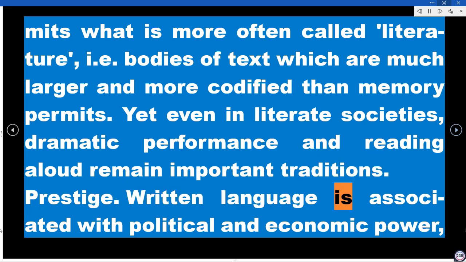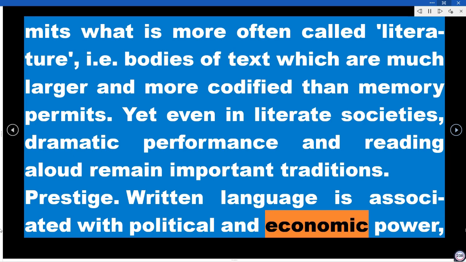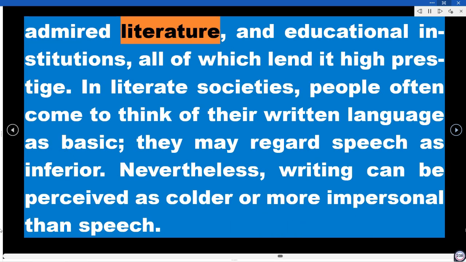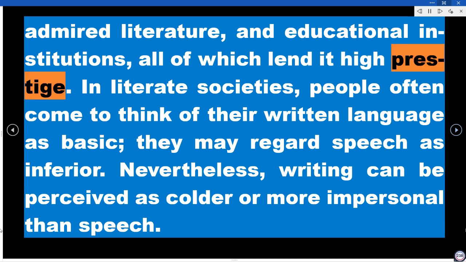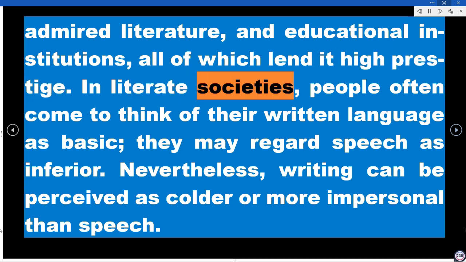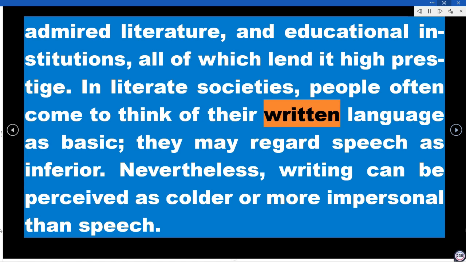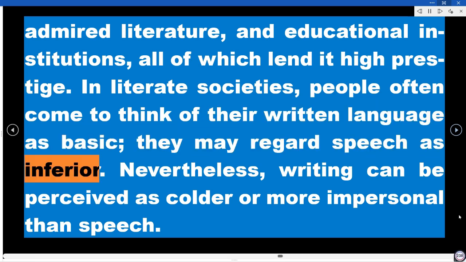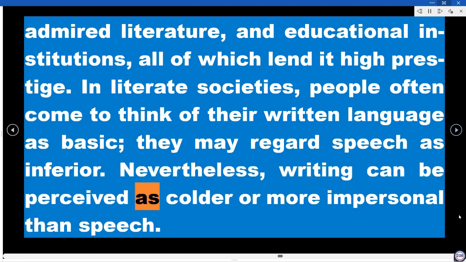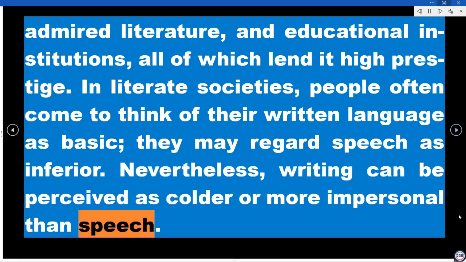Prestige. Written language is associated with political and economic power, admired literature, and educational institutions, all of which lend it high prestige. In literate societies, people often come to think of their written language as basic; they may regard speech as inferior. Nevertheless, writing can be perceived as colder or more impersonal than speech.